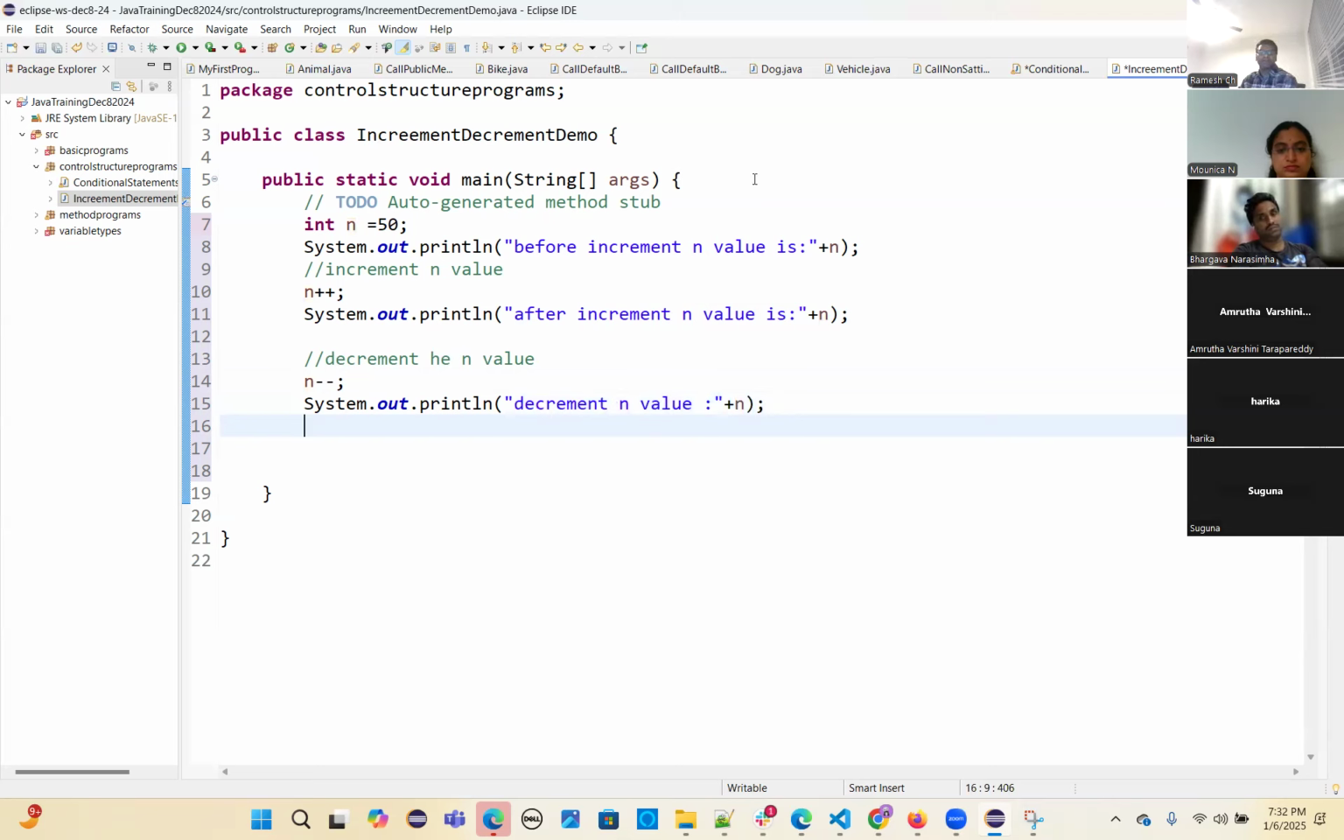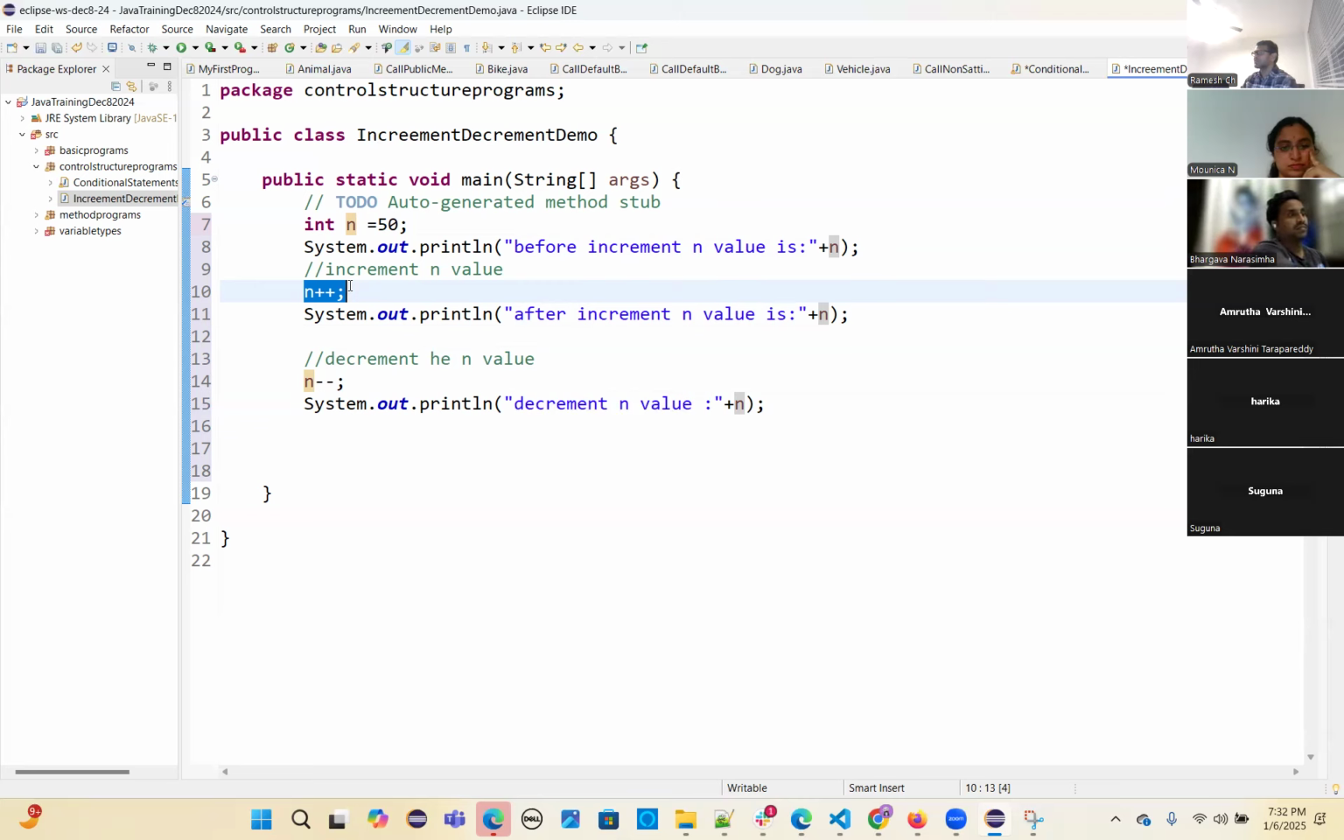Okay, so now what is the n value here? 50. It will be 51, sir, because it will increment. If you don't have any expressions, it will increment. I told you both pre and post increments will increment the value. Only in an expression will there be a difference.